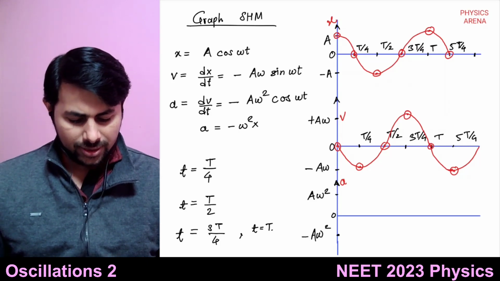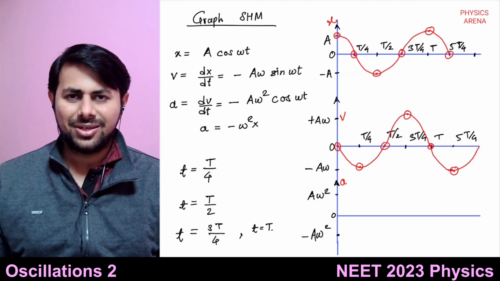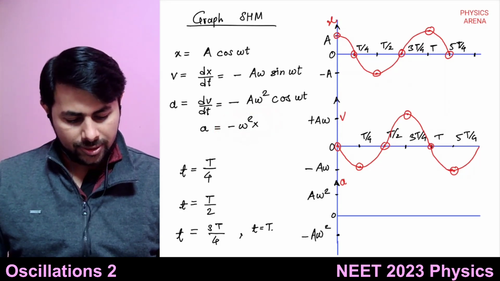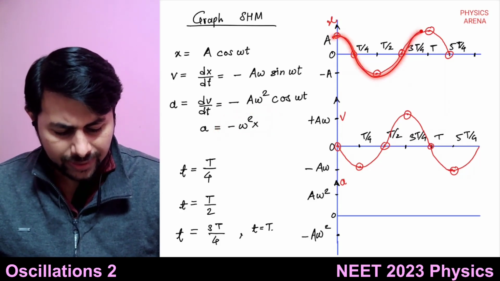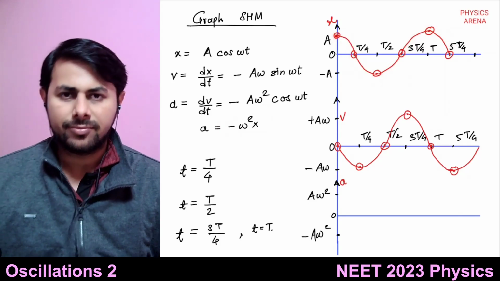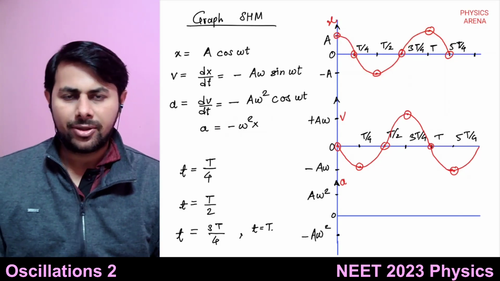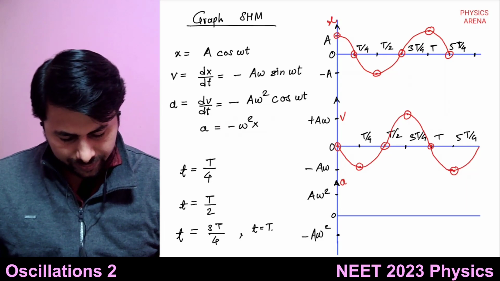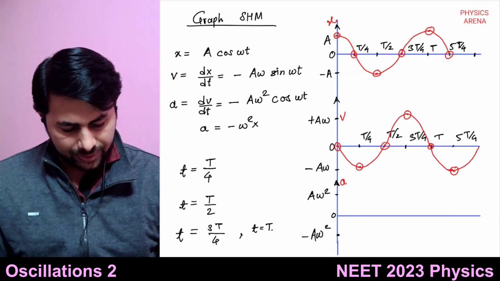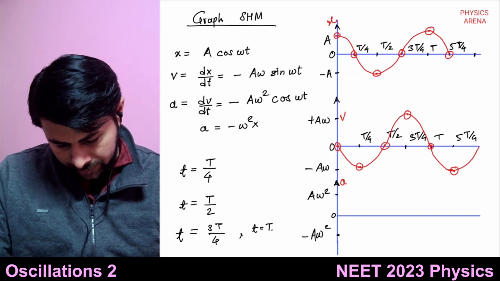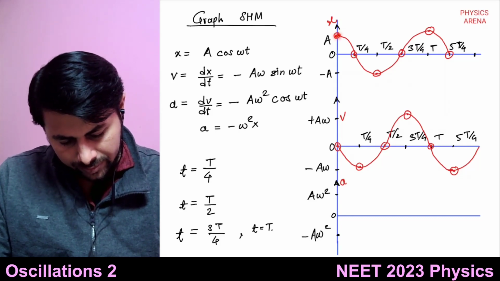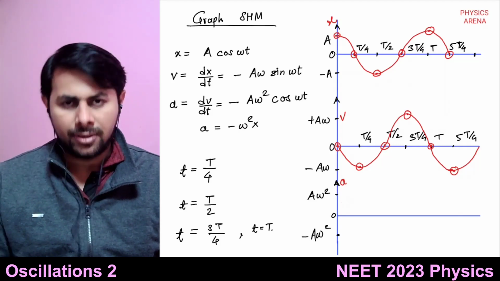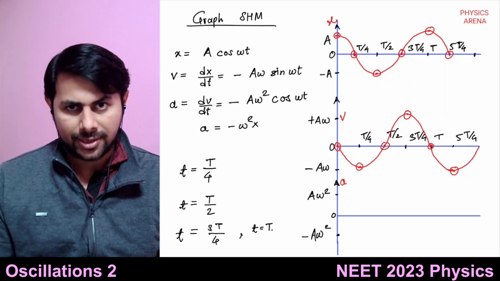So for acceleration, now we don't have to do any hard work because acceleration is just minus of omega square x. So we have graph of x. So whatever is value of x, just put negative sign in front of that value and multiply it by omega square. Okay, then we get what? The value of acceleration. Okay, so at t equals to 0, x is a, therefore acceleration would be what? Minus of a multiplied by omega square.